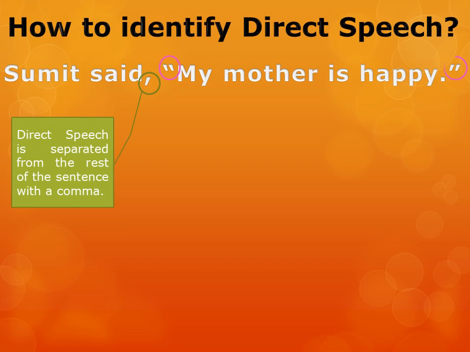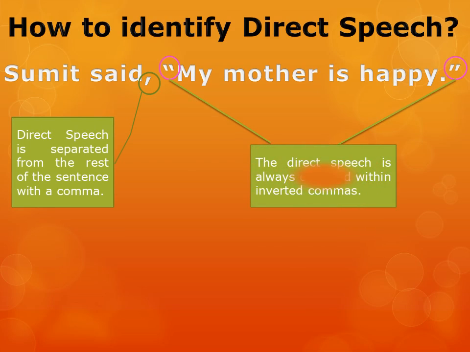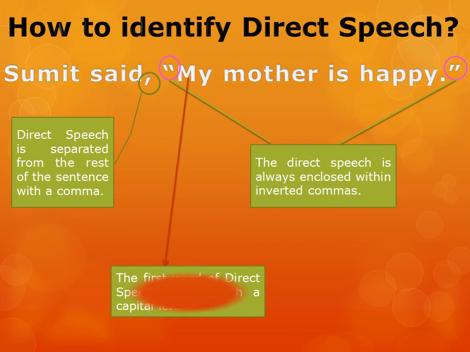The second thing we notice is the use of inverted commas. The direct speech is always enclosed within inverted commas. The third thing we notice here is that the first word of direct speech begins with a capital letter. So, these three things clearly define that the speech is in direct form. Now let's move further.